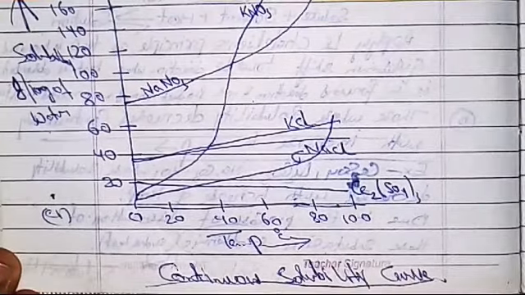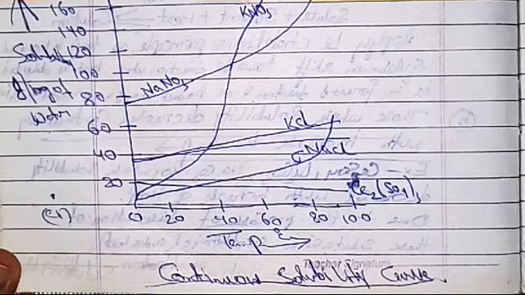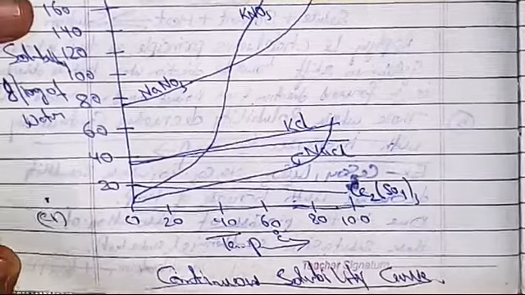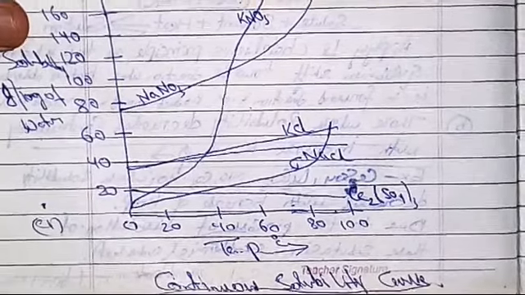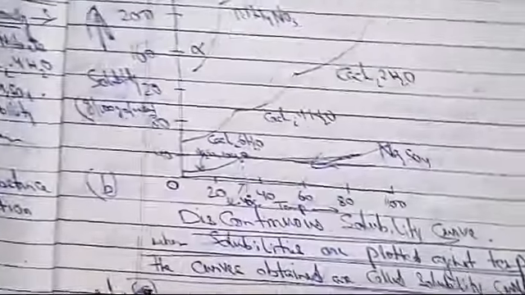Continuous solubility curve means they are either increasing continuously or they are decreasing. That is not like the third case, where it is decreasing sometimes and increasing sometimes. Now we are going to see the discontinuous solubility curve for the third case.